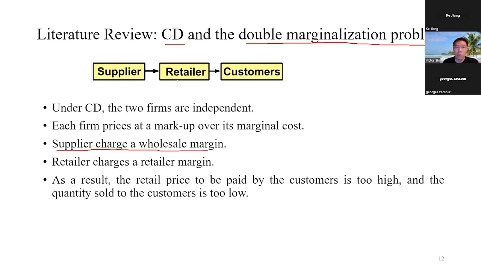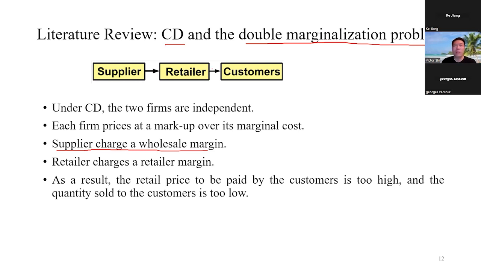Now the retailer sells to the customers, and the retailer also charges a retail margin. The retailer may sell to the customers at, say, $18 per unit. So the retailer buys from the supplier at $15 per unit and sells to customers at $18 per unit, so the retailer margin is $3 per unit. So in this simple two-stage, or two-echelon, supply chain, every firm has a margin.